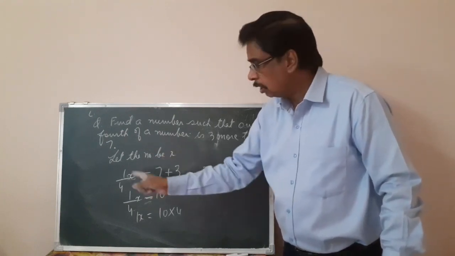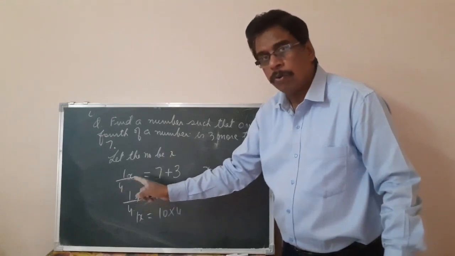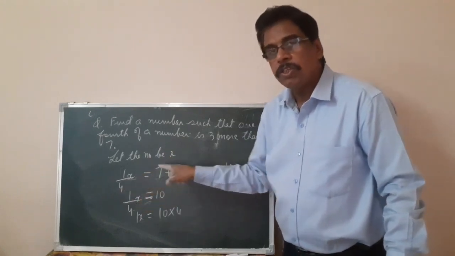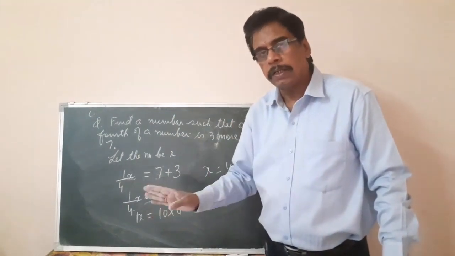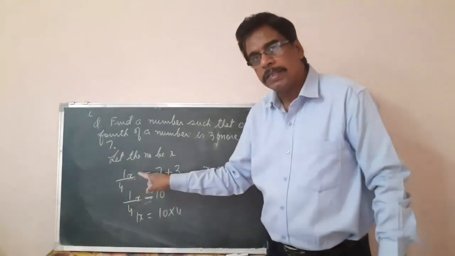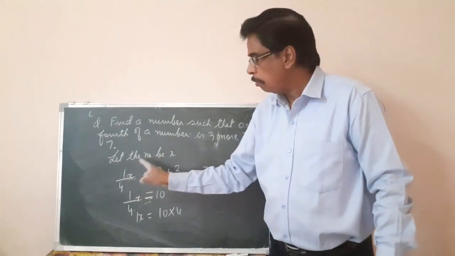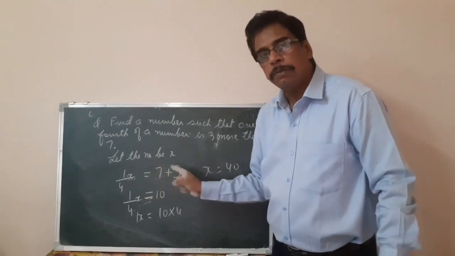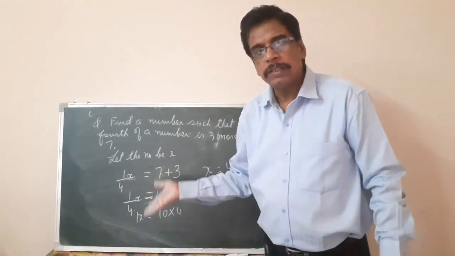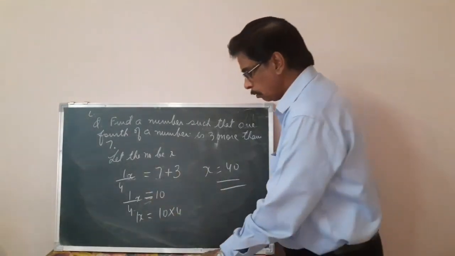You can also write this as 1 upon 4x minus 7 is equal to 3. You can also do it this way. Your answer will be right. 1 upon 4x minus 7 is equal to 3. When you bring the minus 7 from the left hand side to the right hand side, it becomes plus 7. And we get the same answer. Next question.